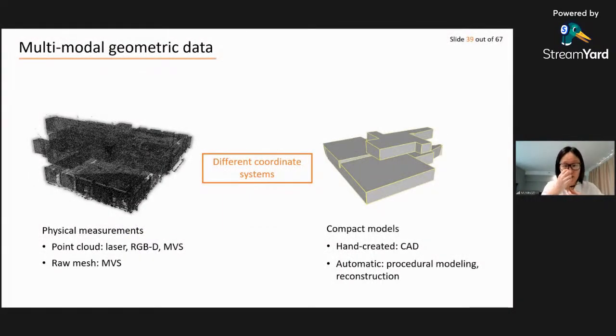In real-world applications, we sometimes encounter different types of geometric data describing the same underlying scene. Physical measurements often record the acquisition in the form of point clouds and dense meshes. Also, there may exist a compact model created by CAD artists or by automatic approaches such as procedural modeling. Different sources of data are usually saved in different coordinate systems, and they are required to be registered to the same coordinates before passing to applications that depend on both of them.